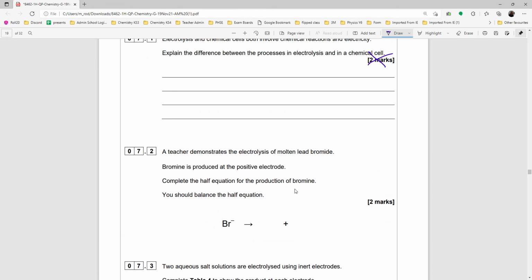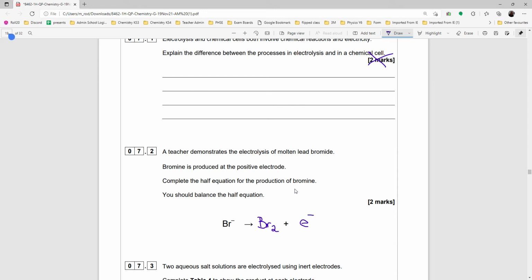Next, a teacher demonstrates the electrolysis of molten lead bromide. Bromine is produced at the positive electrode. Complete the half equation. Well, bromine is a group 7, which means it's going to be diatomic, so you need 2 of them. And of course, you're going to lose an electron.